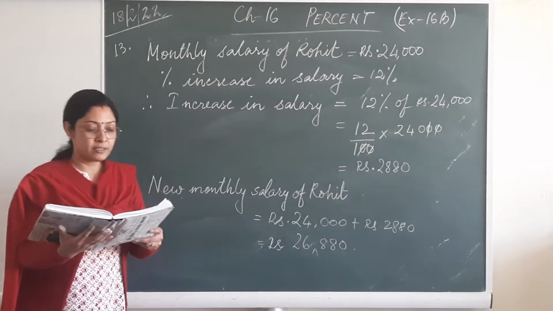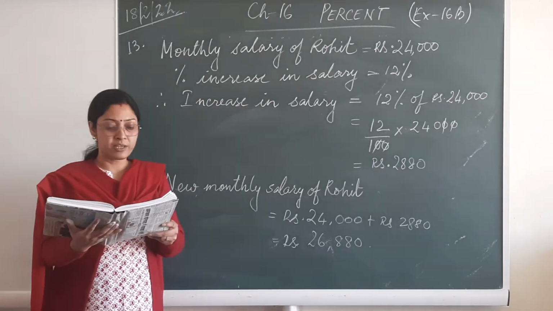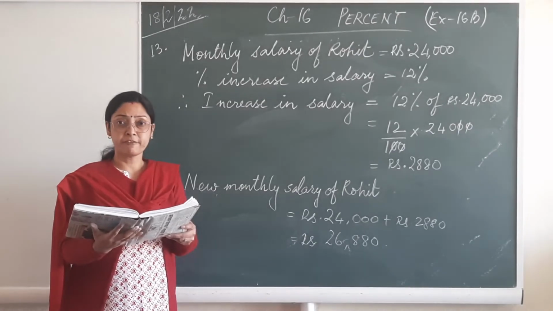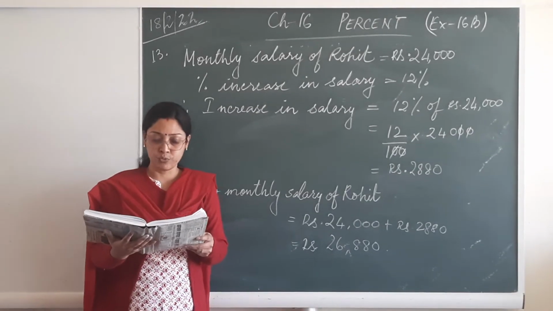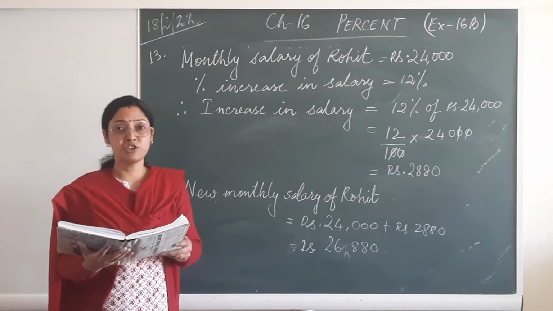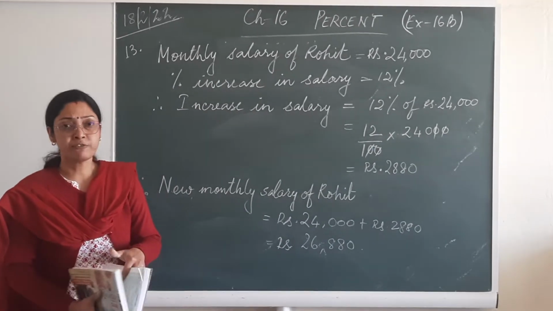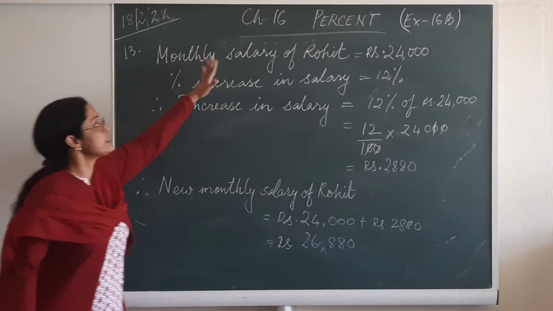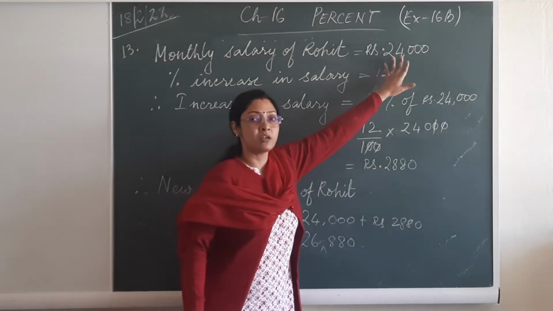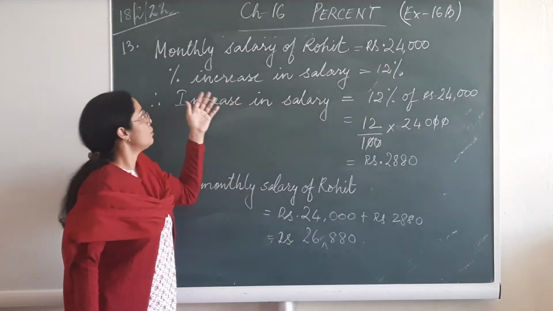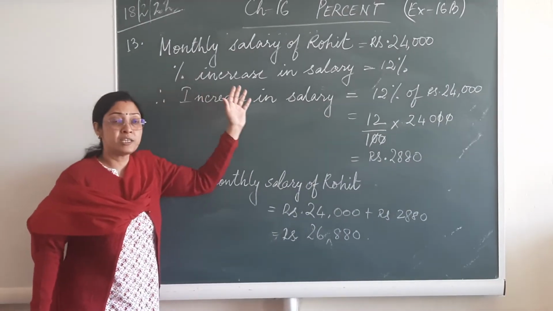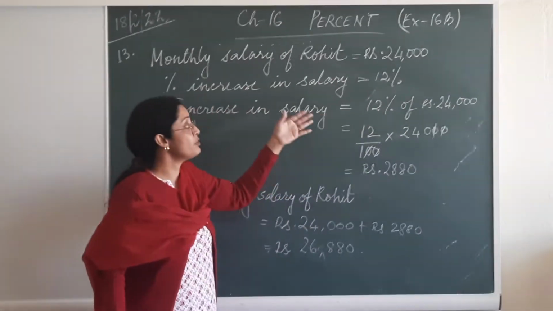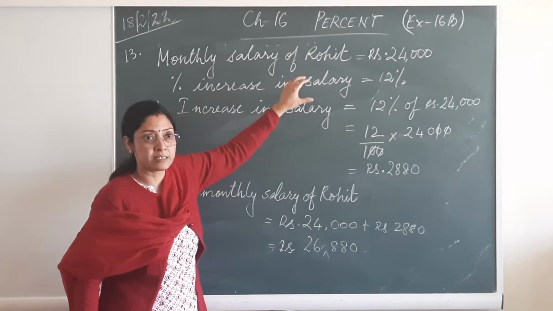In question number 13, it is given the monthly salary of Rohit is rupees 24,000. If his salary increases by 12%, find his new monthly salary. So first let us know what is given here in this question. It is given that the monthly salary of Rohit is rupees 24,000. Now, only the percentage increase in the salary is given as 12% to you. Now, how will you find out this increase?